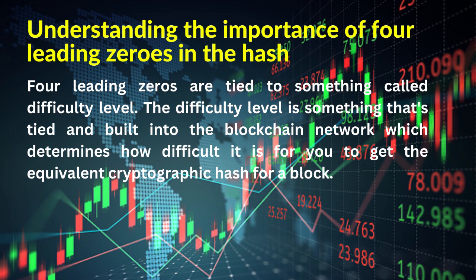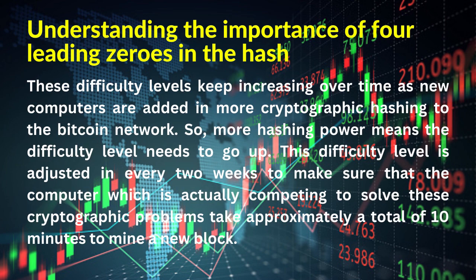The difficulty level keeps increasing over time as new computers add more cryptographic hashing power to the Bitcoin network. So more hashing power means the difficulty level needs to go up. This difficulty level is adjusted every 2 weeks to make sure that the computers competing to solve these cryptographic problems take approximately 10 minutes to mine a new block.